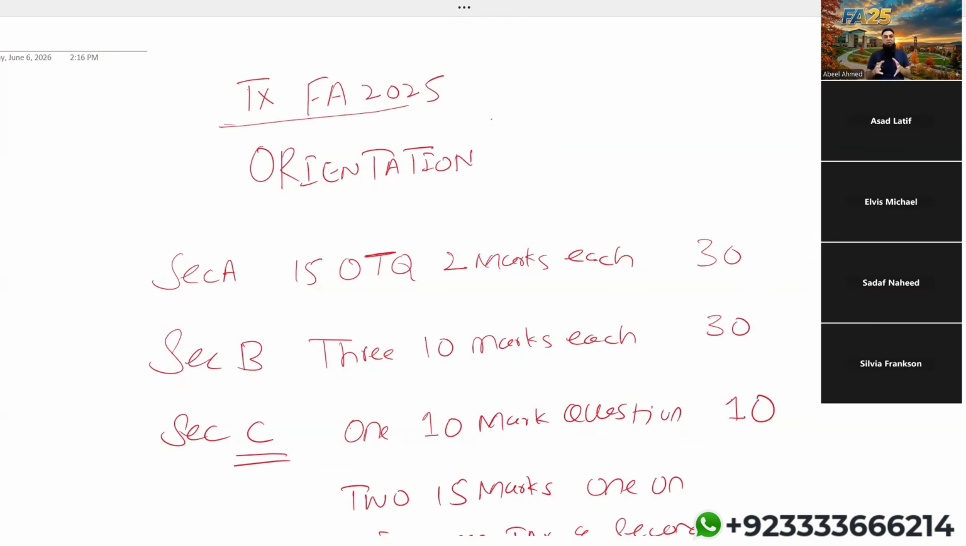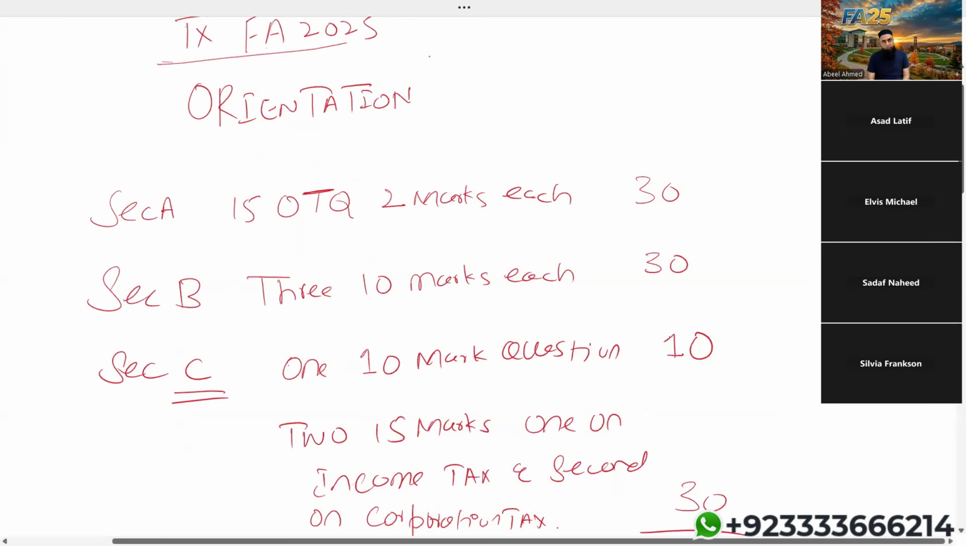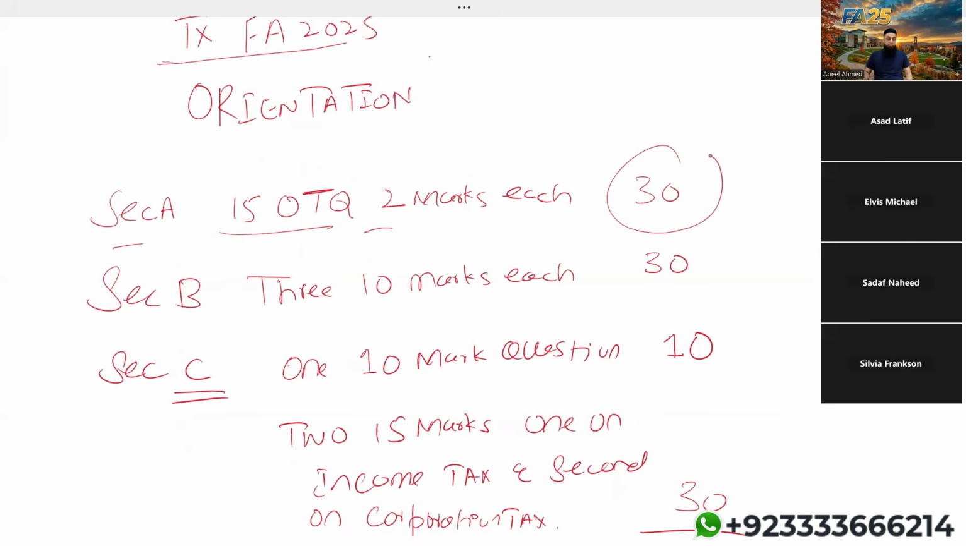Second, the variant which we study in taxation, as well as in ATX, is the UK variant, which I strongly believe is one of the easiest variants to pass the paper. Now let us quickly see the paper pattern of taxation. Number 1, section A. You will have 15 multiple choice questions, OTQs. Each question will have 2 marks. The total number of marks is 30.